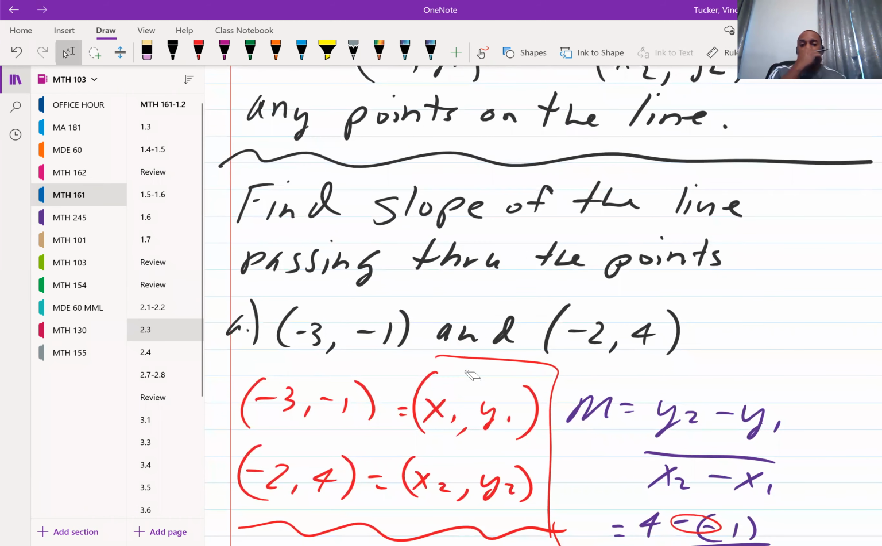Okay. So find the slope of the line passing through the points -3, -1, and -2, 4. So I always label my points. First one I see, I call point 1, which is x1, y1. Second one I see, I call point 2, which is x2, y2. I think it's always best to go ahead and label which one you're going to call point 1, which one you're going to call point 2.